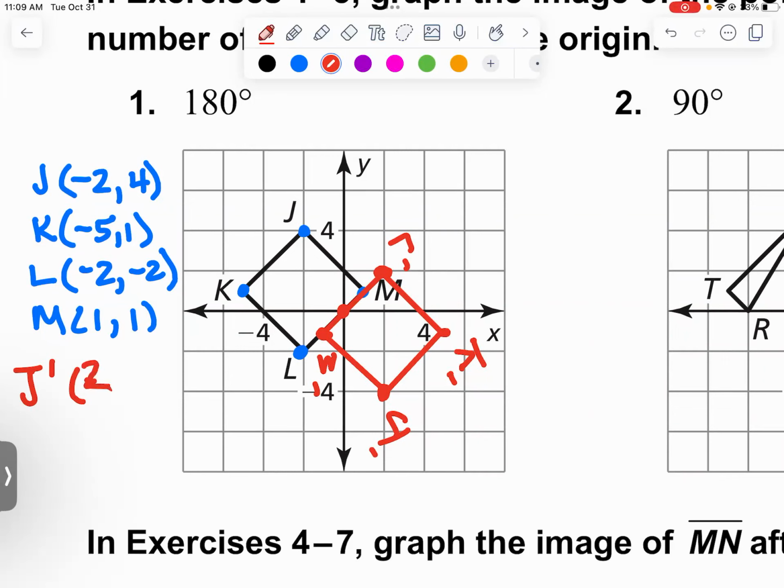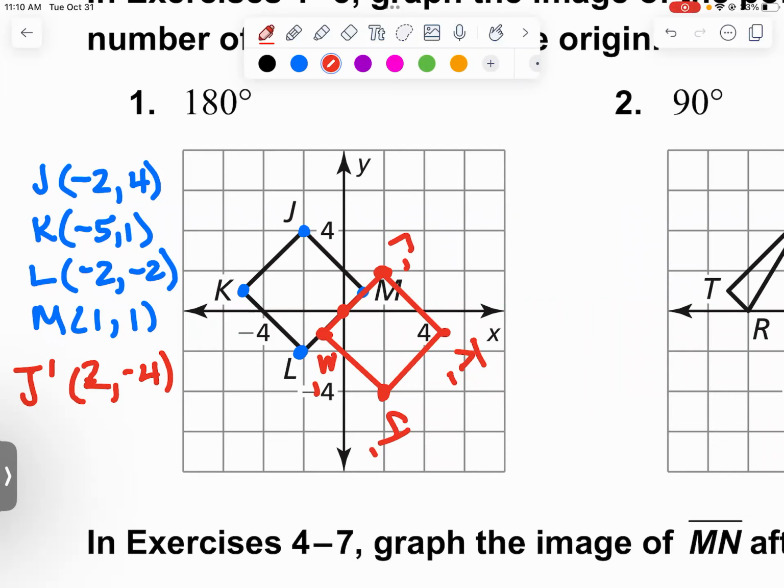How'd you make that? 2, -4. I connected the dots. You don't get how I connected the dots? I just know. You connect the dots together.